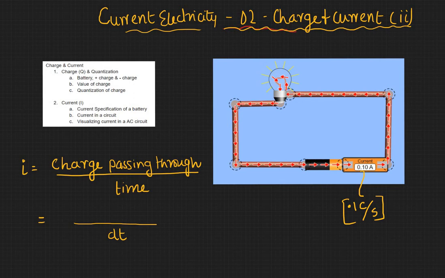The reason for a very small section of time will be evident when we look into alternating current. To represent that a small charge is passing through the cross section, we say it is dq. So the unit is coulombs per second, also known as ampere. This is the SI unit of current. So I is dq by dt, and the unit is amperes.